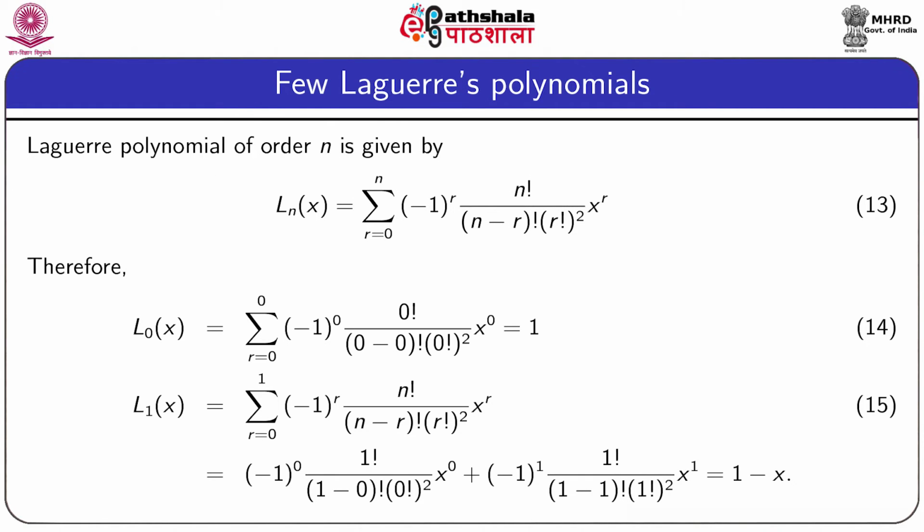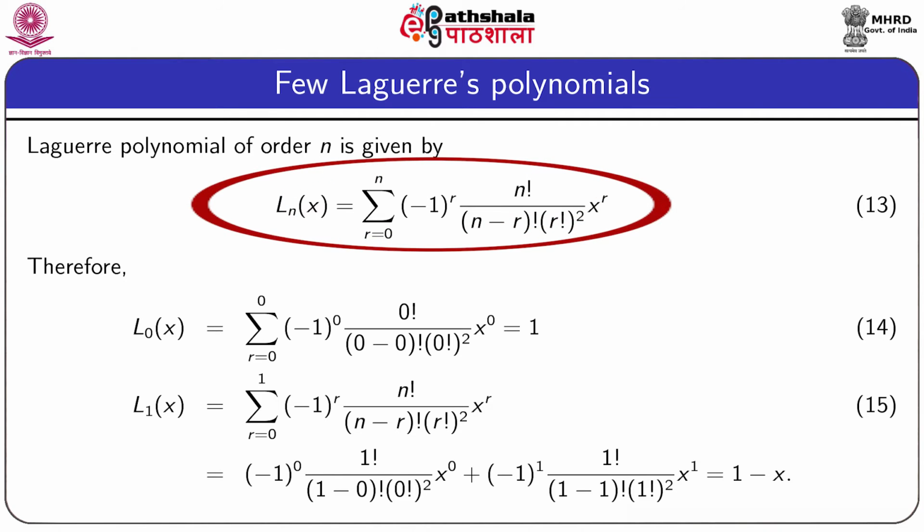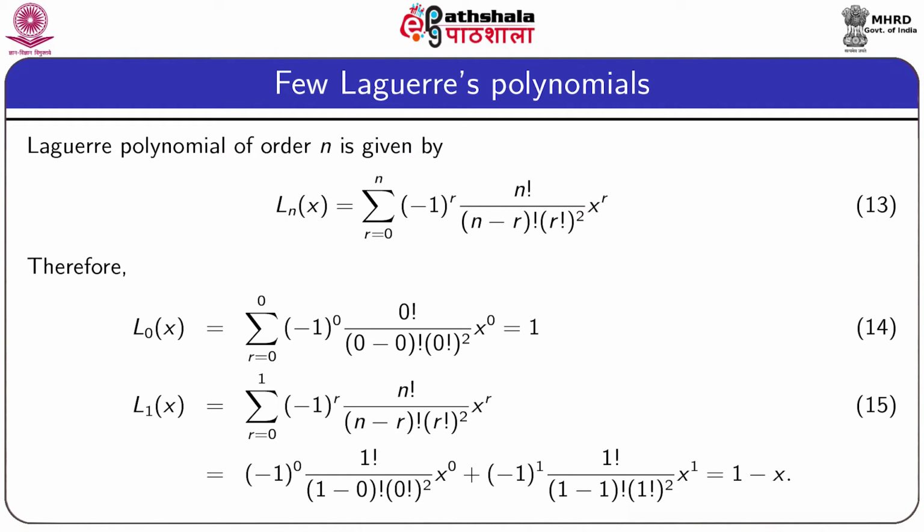Let us now calculate few Laguerre's polynomials. The Laguerre polynomial of order n, as seen in the previous slide, is given by Ln(x) is equal to summation r equal to 0 to n minus 1 whole to the power r into n factorial divided by (n minus r) factorial into (r factorial) square x to the power r, given by equation 13.